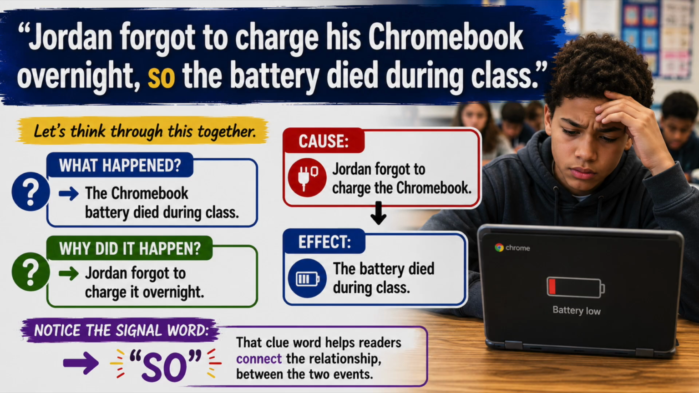What happened? The Chromebook battery died during class. Why did it happen? Because Jordan forgot to charge his Chromebook overnight. Not Jordan's mom, not Jordan's teacher, but Jordan. So the cause in this scenario is Jordan forgot to charge the Chromebook. And the effect of that is that the battery died during class. Jordan might not be able to complete the assignment, and that would put him behind. In this passage, the signal word so is used.